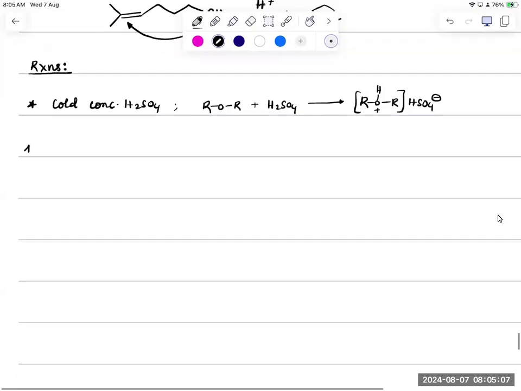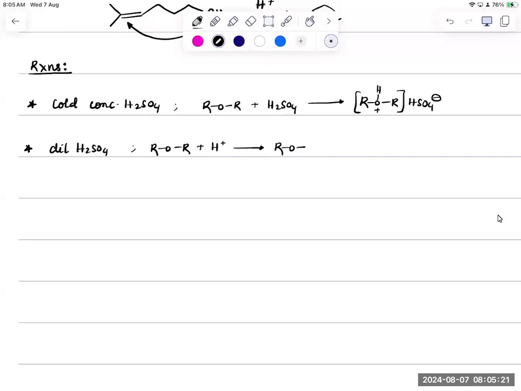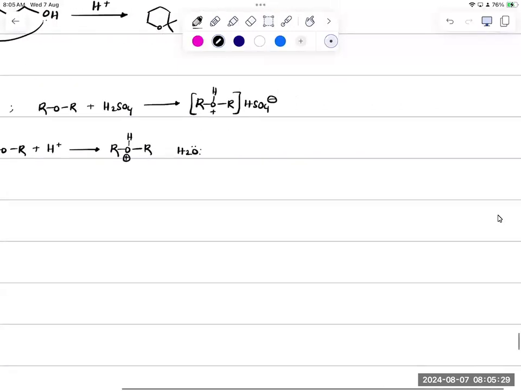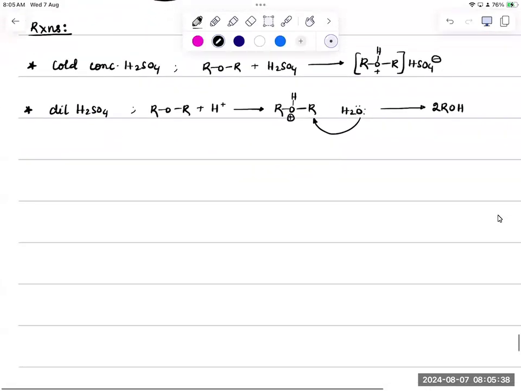Okay. Next one is dilute H2SO4. The minute you add dilute H2SO4, first protonation is the same, plus H plus. So first protonation will occur. And after that, because it is dilute, which means sufficient water is present, water will hydrolyze it. It can attack on any of the R to convert into 2 moles of alcohol. Right? This is dilute. Next one is Lewis acid.